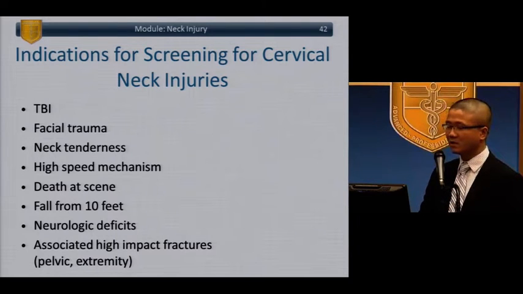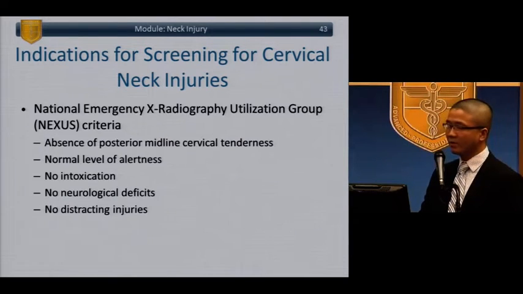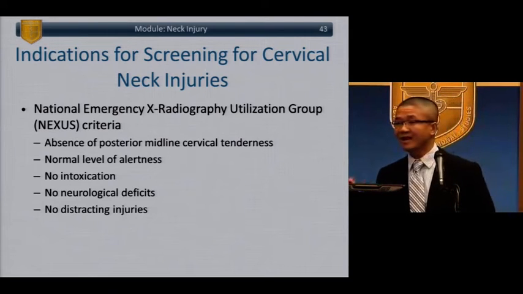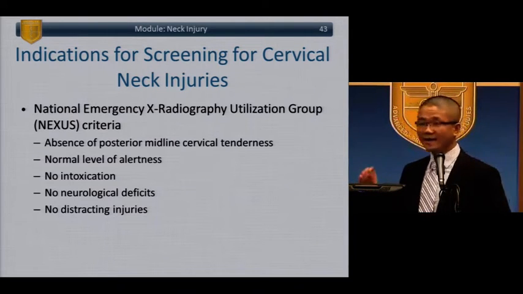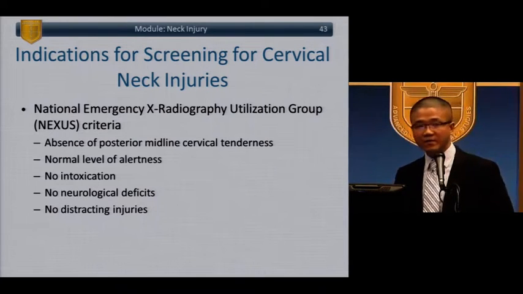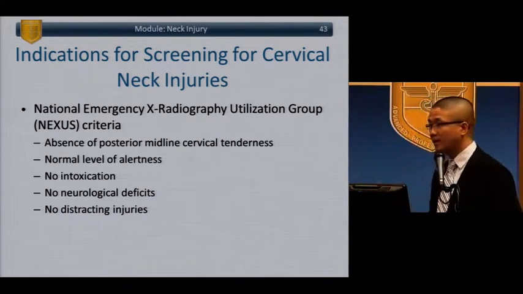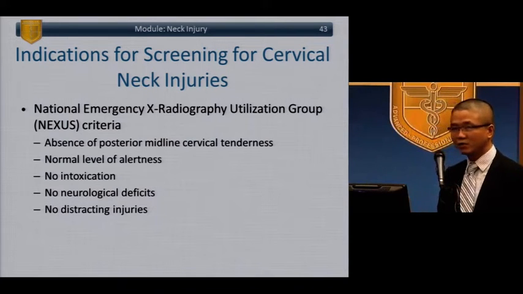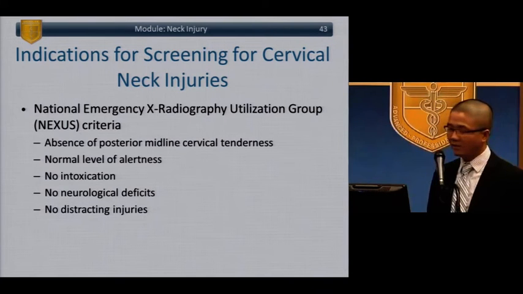This is the continued list. Not to necessarily remember it, but just remember that if a patient has a high impact mechanism, if the patient has a significant cervical spine injury or base of skull injury, you need to look for a blunt cervical vascular injury. Okay, NEXUS criteria, right?